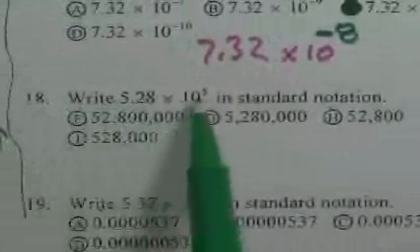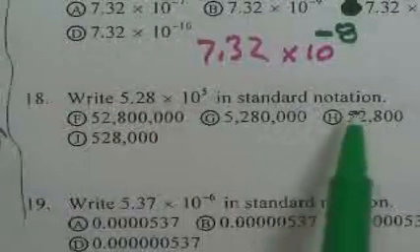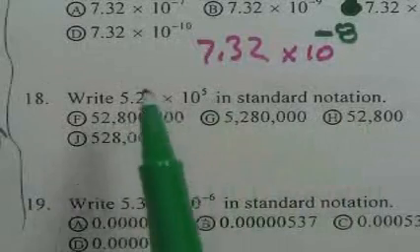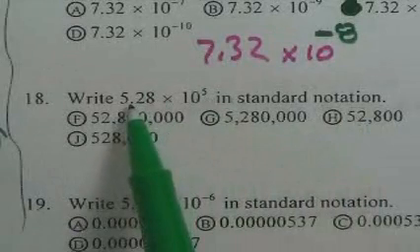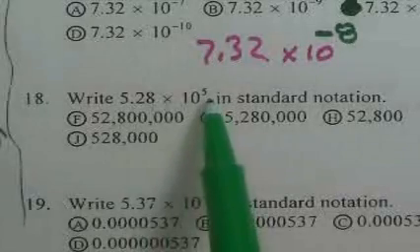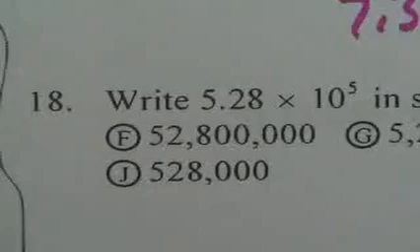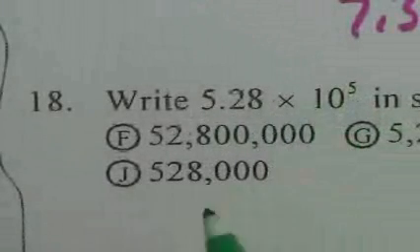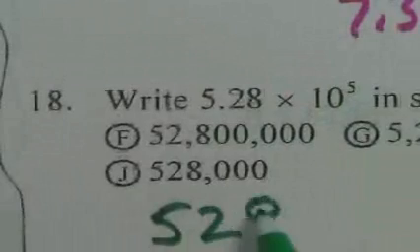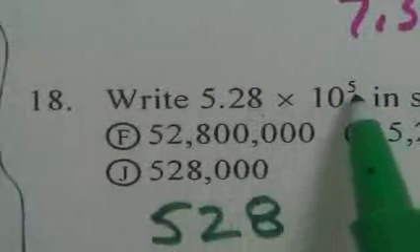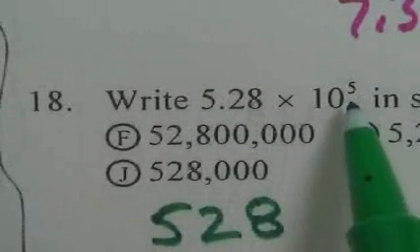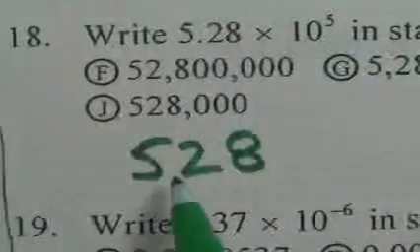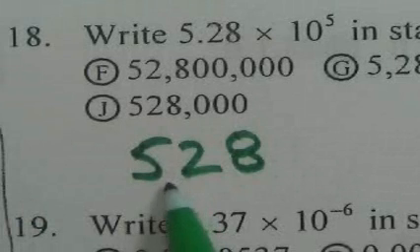Number 18 asks us to write this number in standard notation. In other words, make it a regular number. It's scientific, make it a regular. So I'm going to have to move this decimal. It's a positive exponent, so I'm going to have to move this to the right. It's a big number. It's 5, 2, 8. Let's see how many spaces. I have to move the decimal over 5 spaces. So from there, move it over 5 spaces.